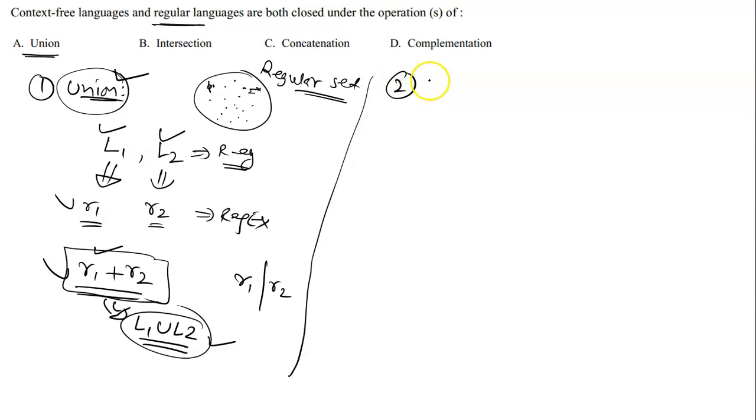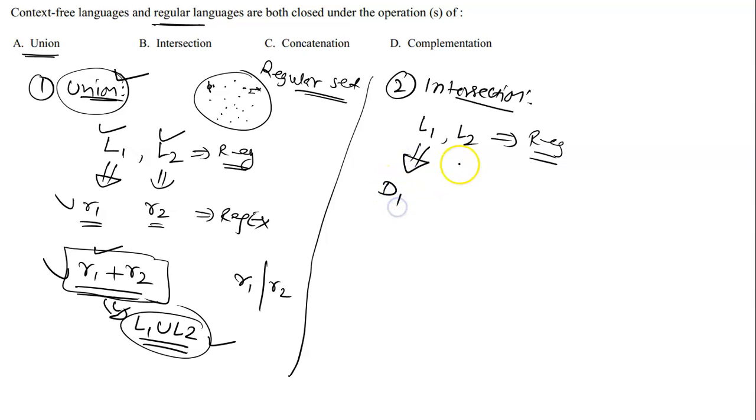Let's see the second operation, that is intersection operation. Again, our base set is the set of regular languages and they are closed under intersection operation. If L1, L2 both are regular languages, then very easily you can make a finite automaton for L1 intersection L2. Basically what we do, if L1 is regular, then we have a DFA for L1, and if L2 is regular, then we have a DFA for L2. So these are the DFAs.